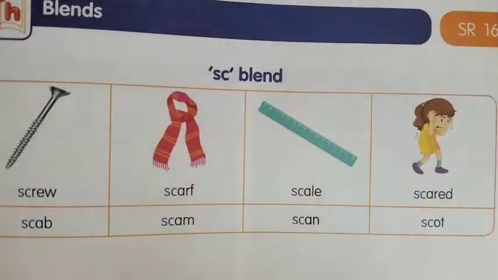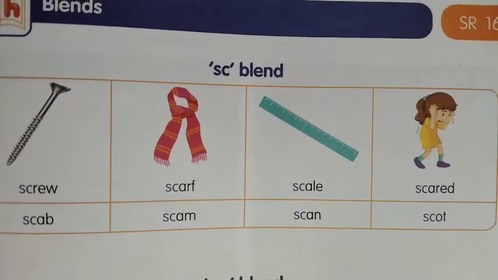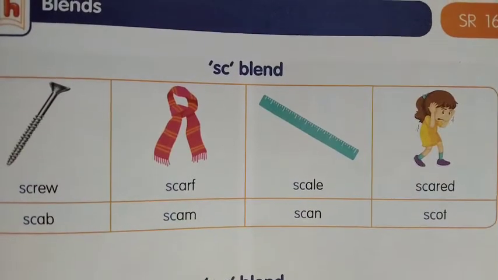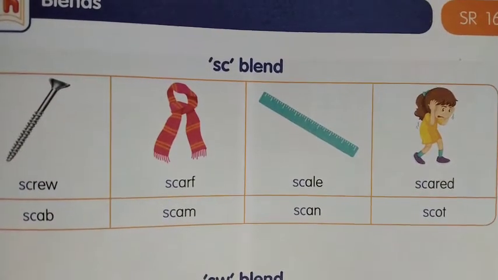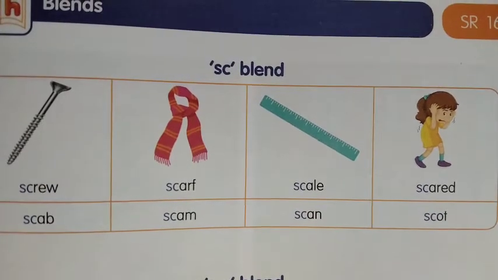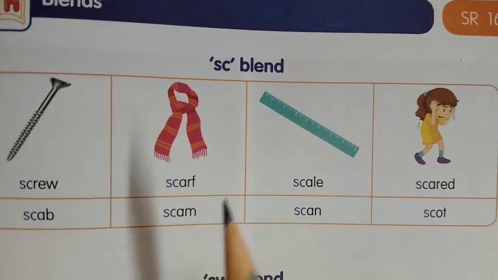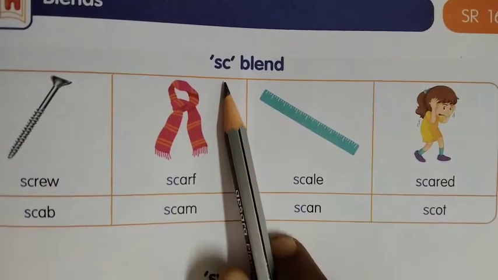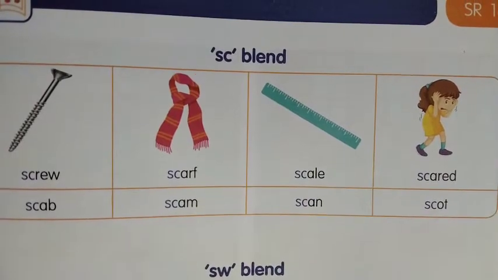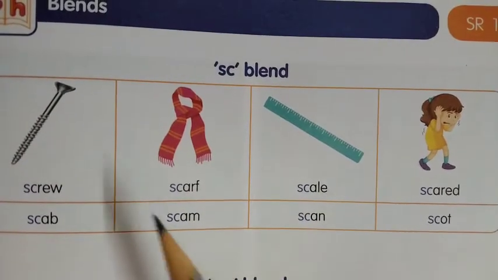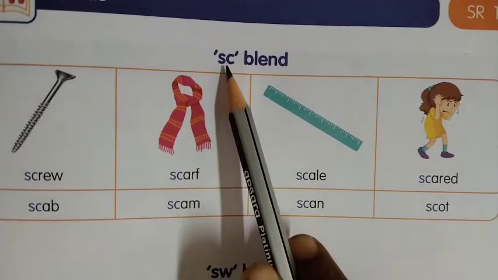Now I want all of you to open your SR 16 book to page number 21. I start the countdown. 3, 2, 1, 0. I hope you are ready with your SR book. Now we are going to read the words of the sk blend and then the sw blend in your SR book. Just point with your finger and read along with me.